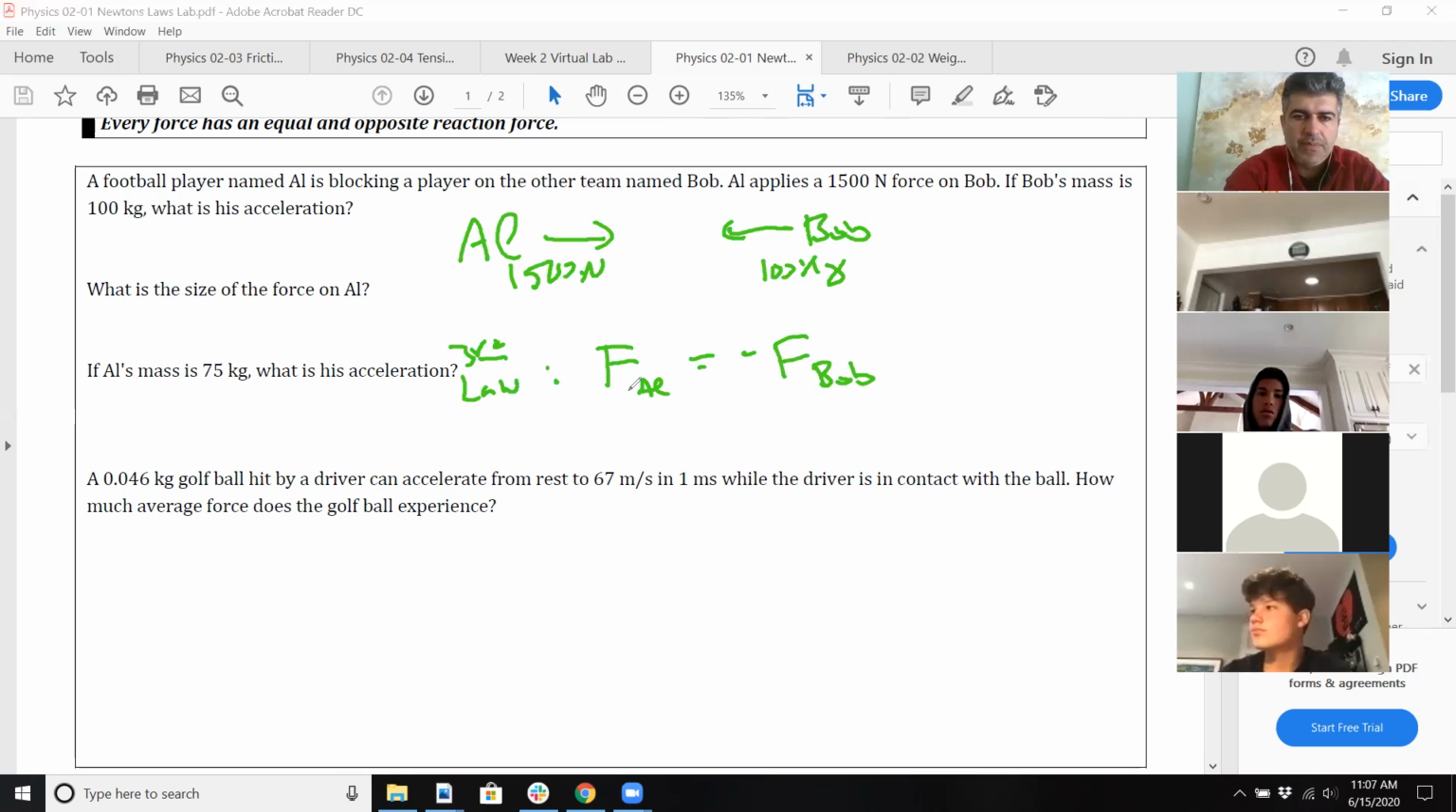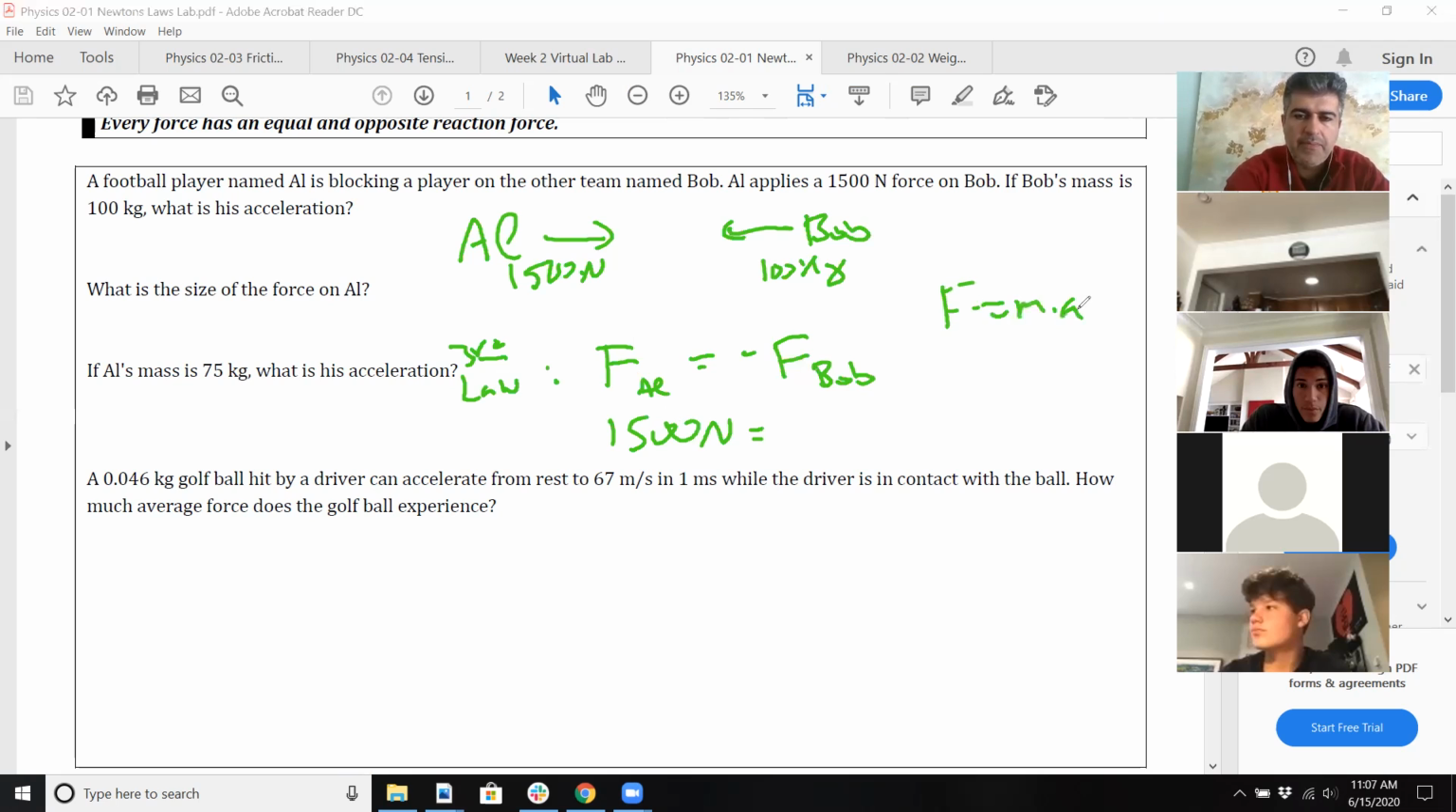And Al's force is 1500 newtons, and force equals mass times acceleration. So negative 100 times his acceleration. His acceleration is going to be negative 15 meters per second squared. And remember, a newton was a kilogram times meters per second squared.